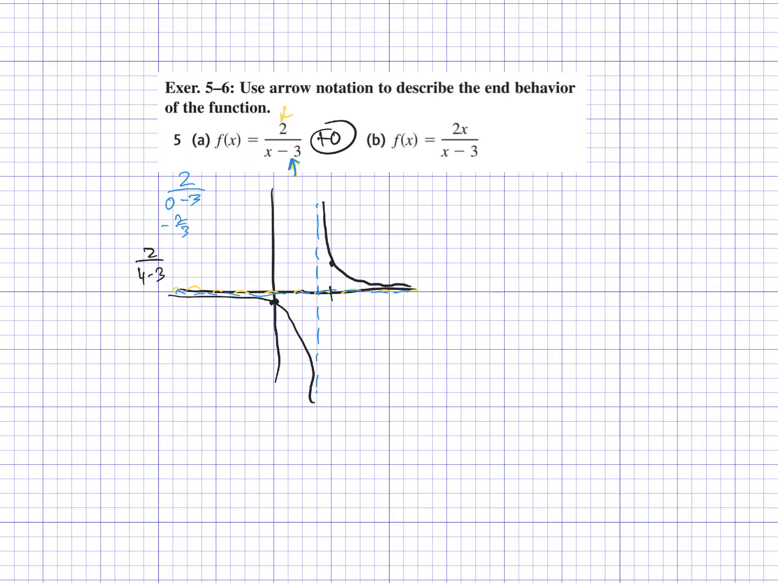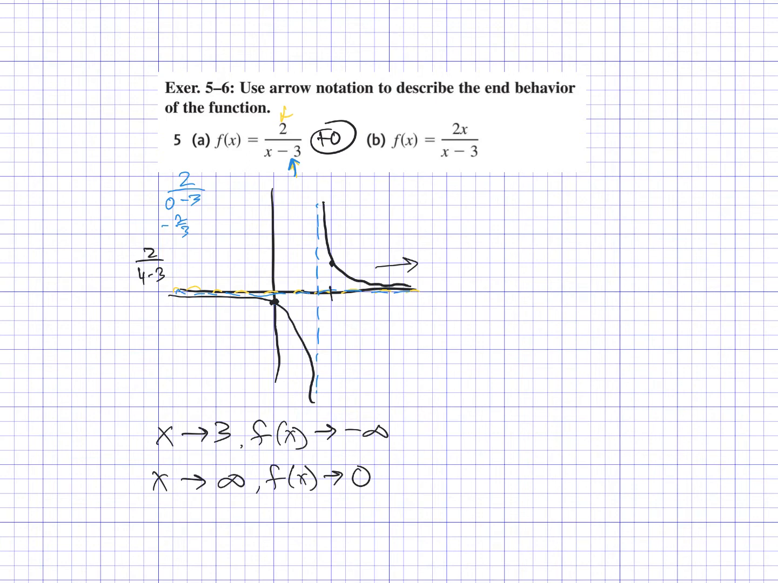So arrow notation. So as x goes to 3, f of x, y, goes to negative infinity. As x goes to positive infinity, f of x, y, as x goes to positive infinity, y is going to 0. Y is approaching 0. So have we covered all the end behaviors?